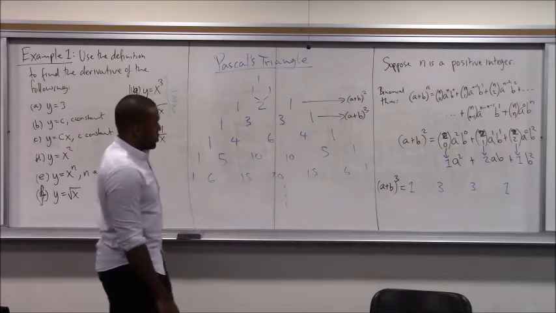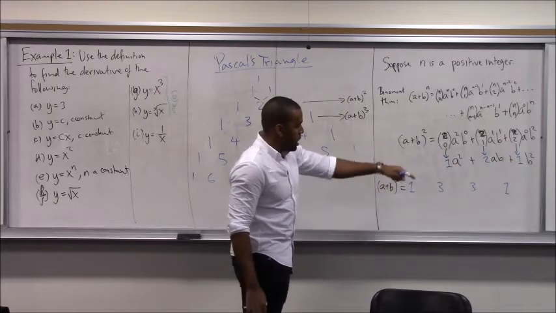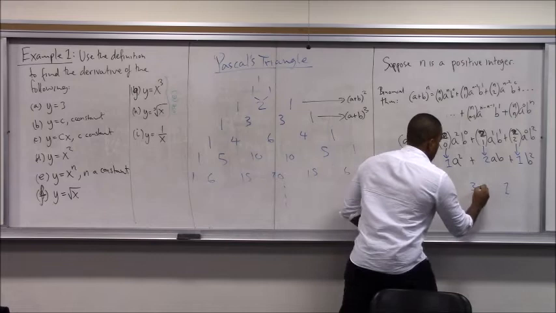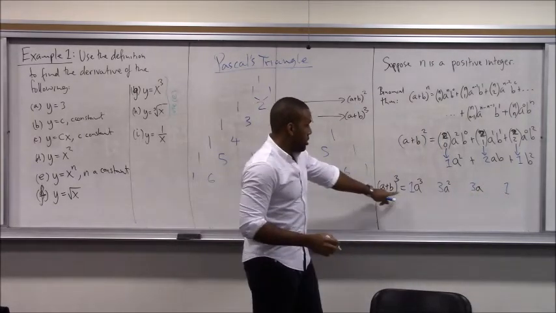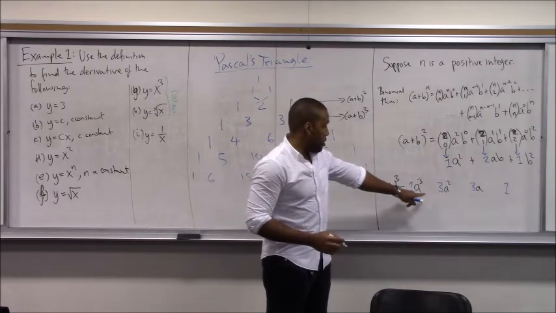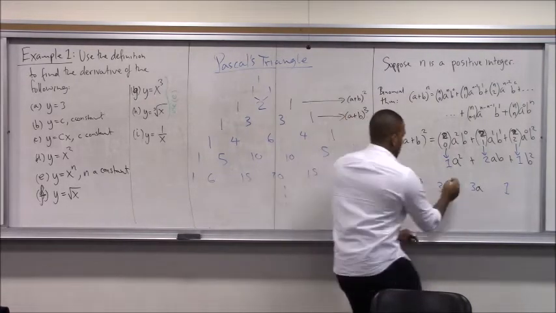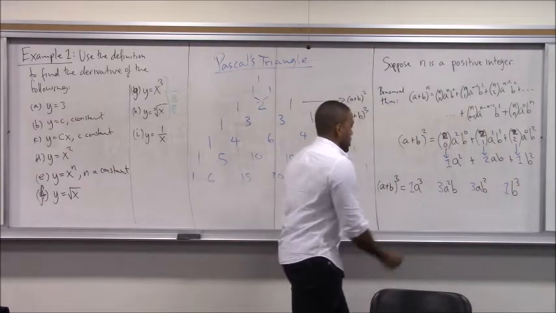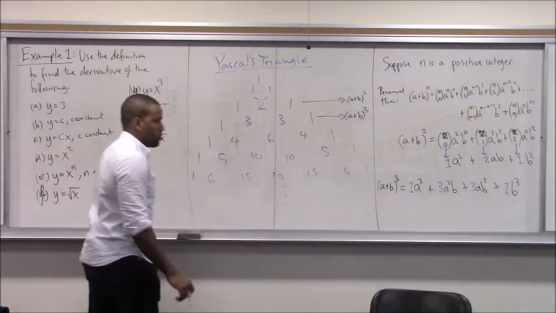What you do is you start with one variable to the highest power and you count down. So you go a cubed, a squared, a, and a to the 0. Then you start with the other variable at the lowest power and count up. The lowest power being 0, so b to the 0, b to the 1, b to the 2, and b cubed. And then you put a plus sign in between. That's how you expand these things.